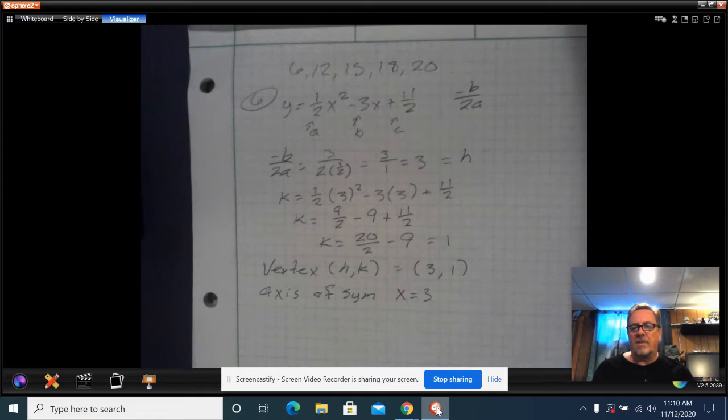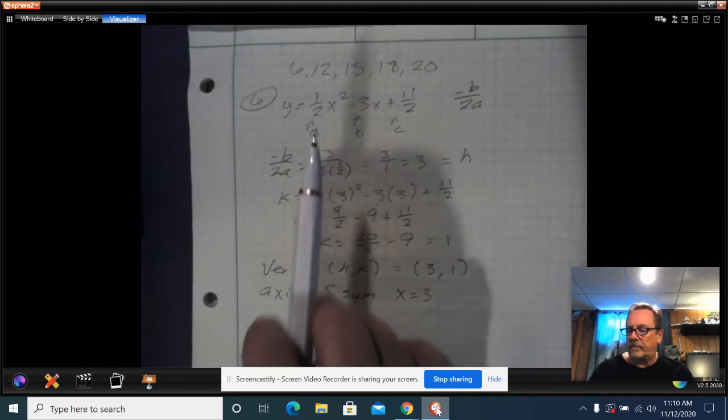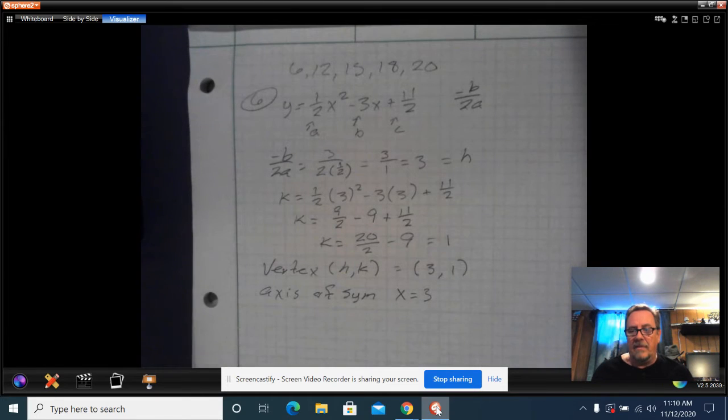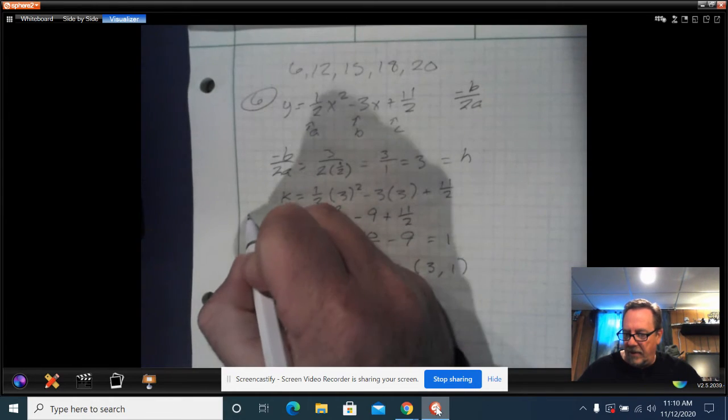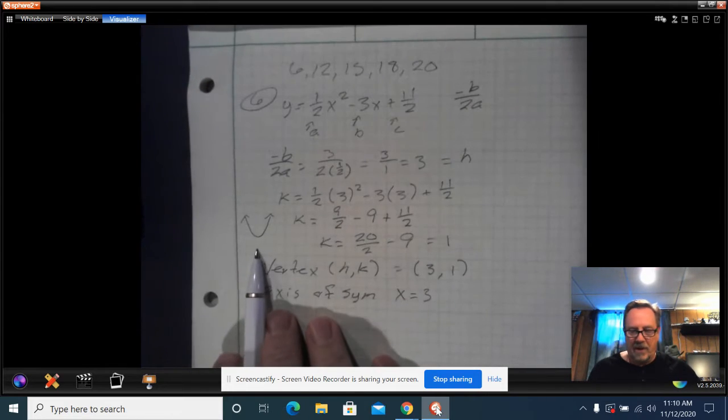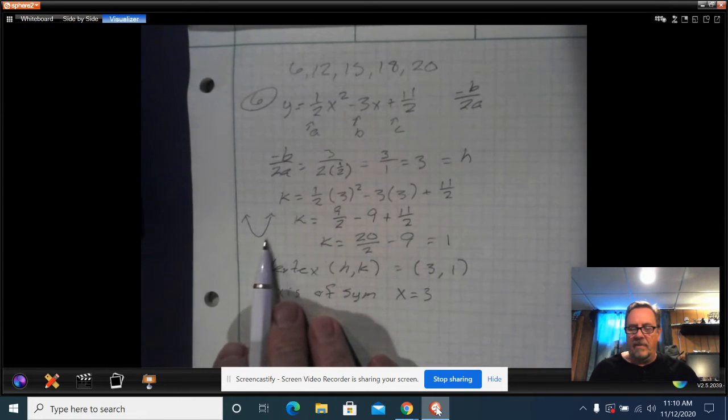And then it asks for a maximum or minimum value, and so we're going to have to think a little bit. Let's go back to our a. Our a is 1/2. So we know that this is going to open upwards. If a is ever negative, then the parabola opens downward. But if it's positive, it opens upwards. So being that it opens upwards, any parabola like this is going to have a minimum value at the vertex.